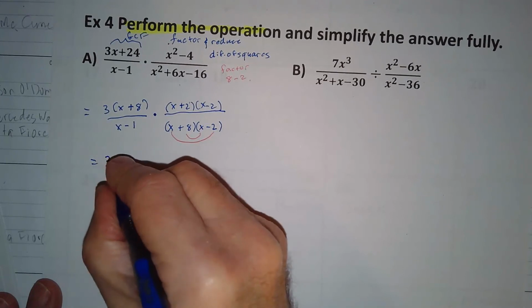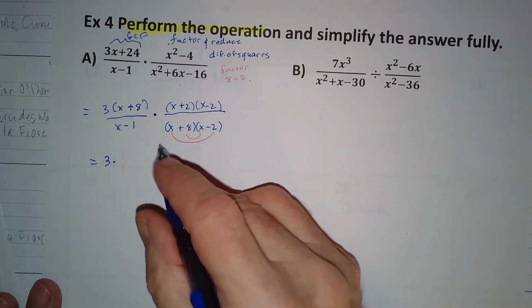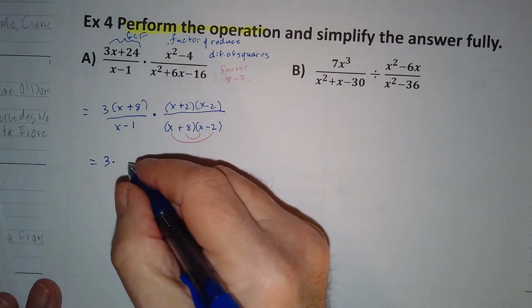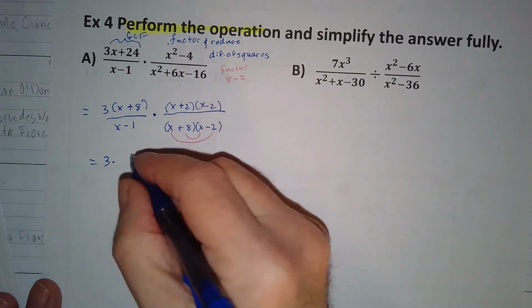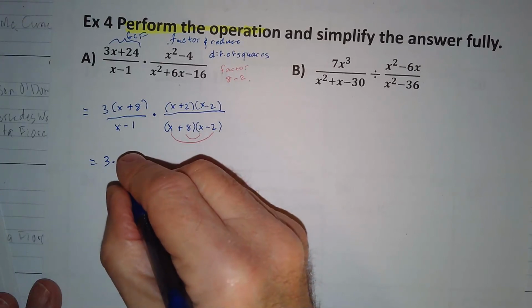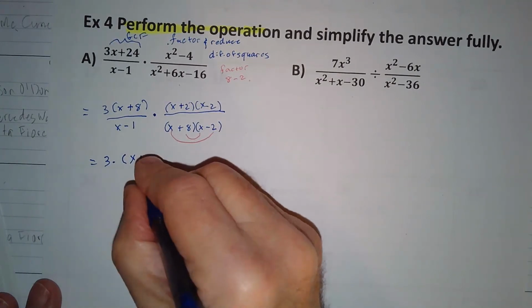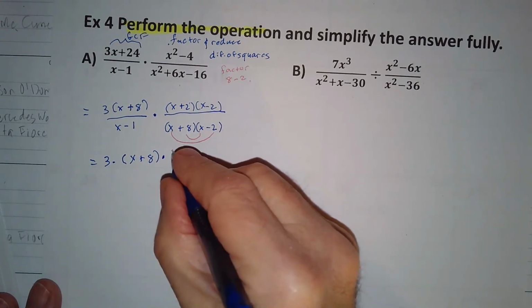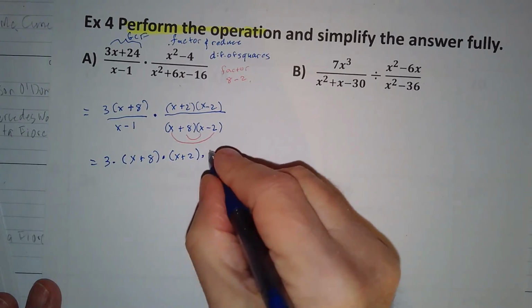Now we don't have to rewrite all of this if you can see this just from what you're doing and start to make your factoring out your numerator and denominator. But let's just, for the heck of it, put this all together mathematically in the next step. So 3 times x plus 8 times x plus 2 times x minus 2.